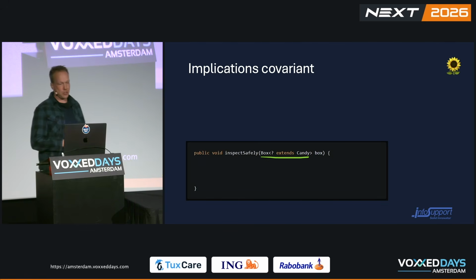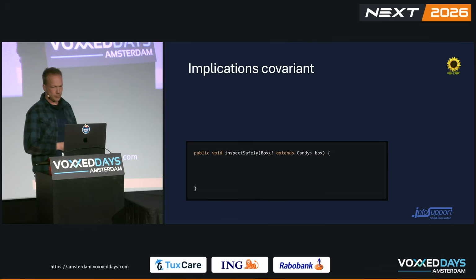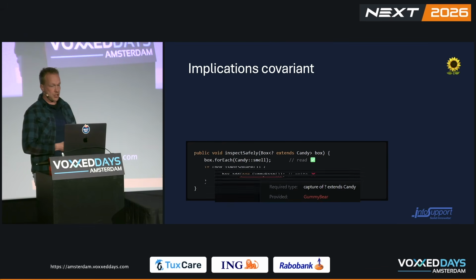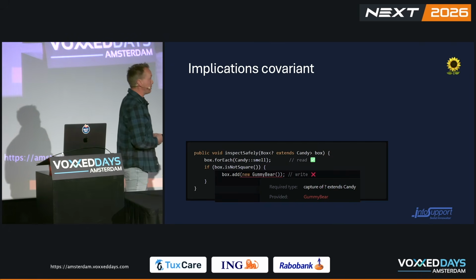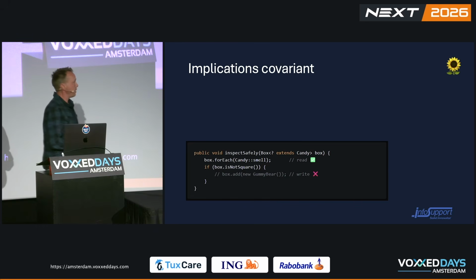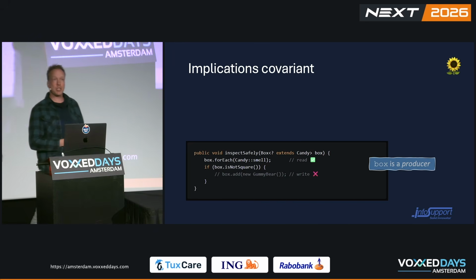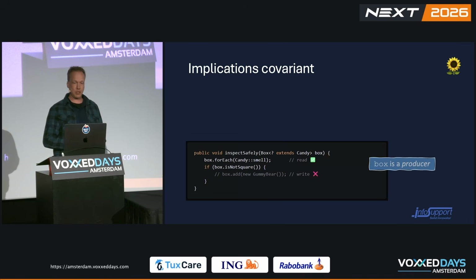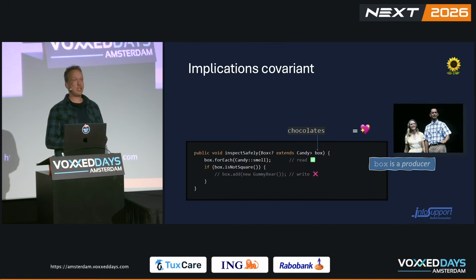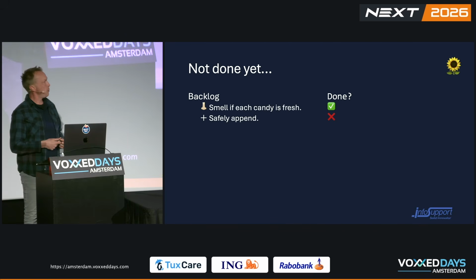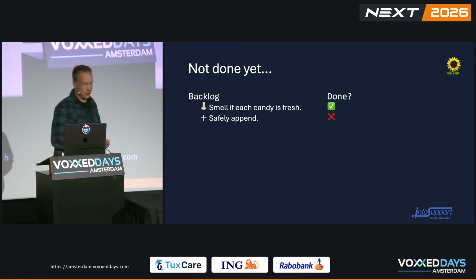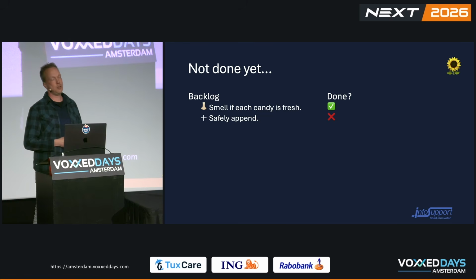There are some implications with working with covariant. You can still read from the box, but you cannot write to it anymore because we have to protect type safety. So writing is not allowed here. We say that box here is a producer of candies only. We can pass a box of chocolates, no gummy bears can get added, and the same for candies. But are we done? No, we are not done yet, because Forrest also wanted to refill the box if needed, and we cannot do this with this code yet.